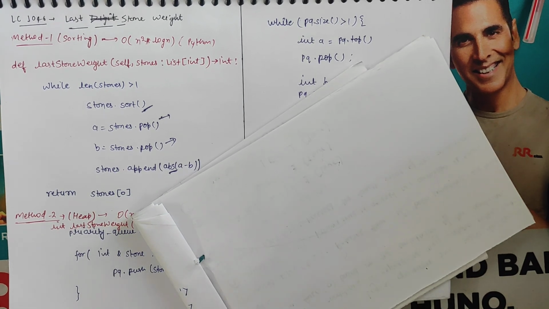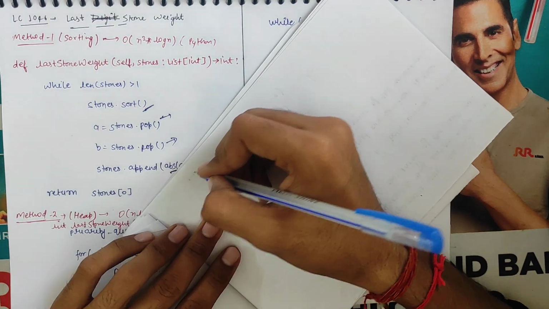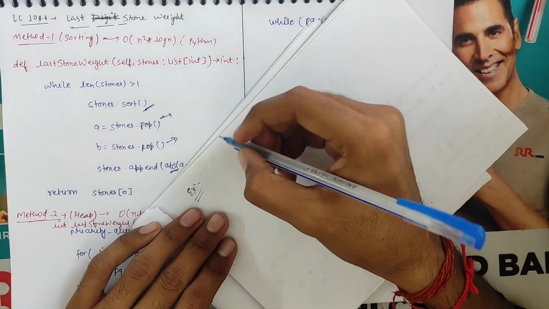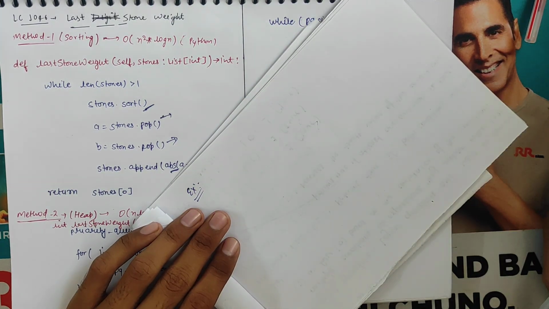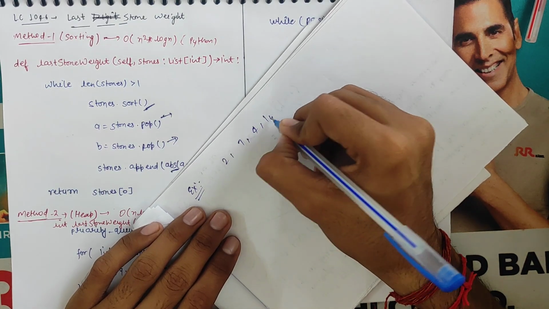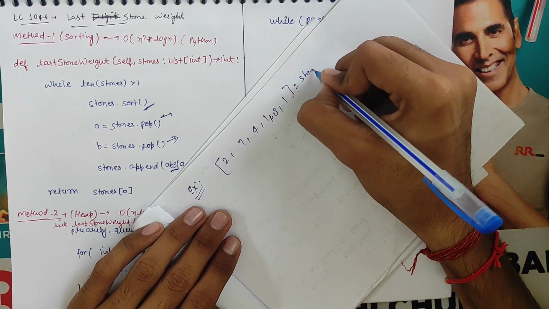Hello everyone, now we are going to solve LeetCode problem number 1046, Last Stone Weight. In this problem we are given an array which stores the weight of the elements. Let's suppose we are given an array, for example: 2, 7, 4, 1, 8, 1. Let's suppose this is our stones.